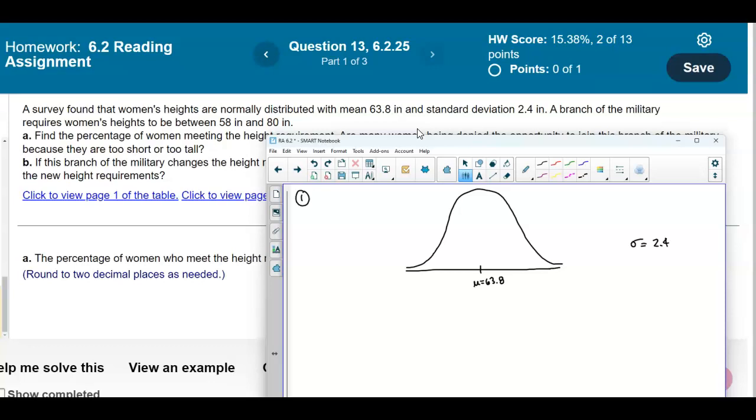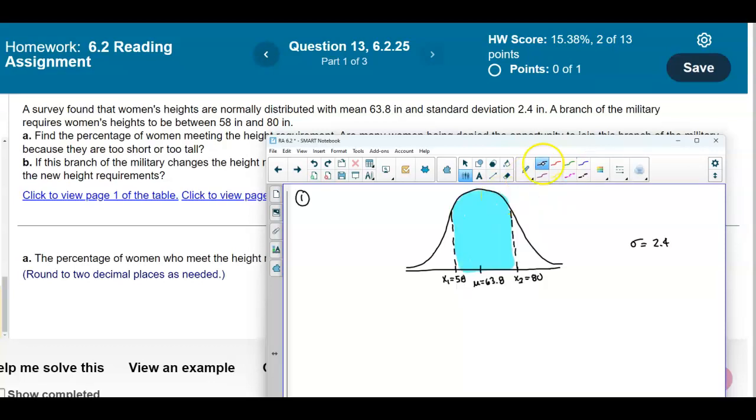So it's telling us that we want to find the probability, the percentage that's between 58 inches and 80 inches. So if we make note here that x1 represents 58 inches, and then x2 represents 80 inches. So what we're interested in is finding the percentage or the area or the probability in between those two values.